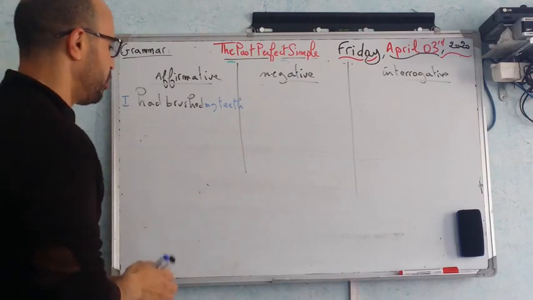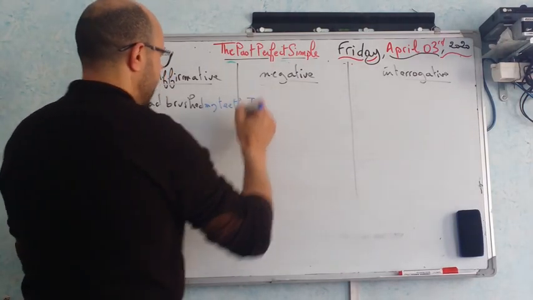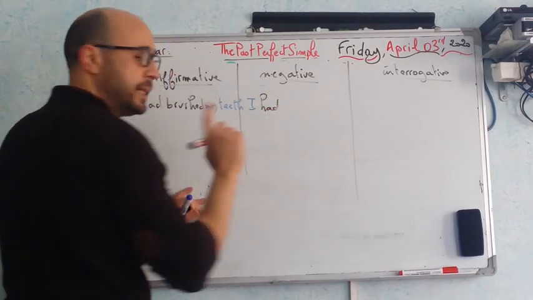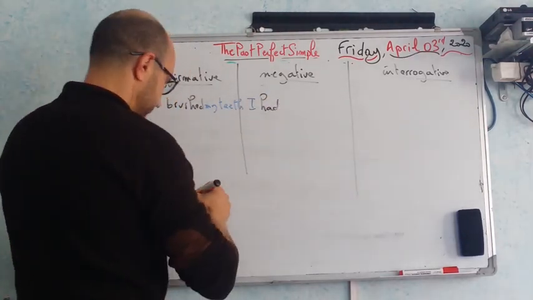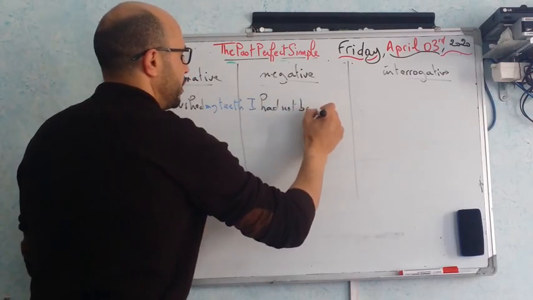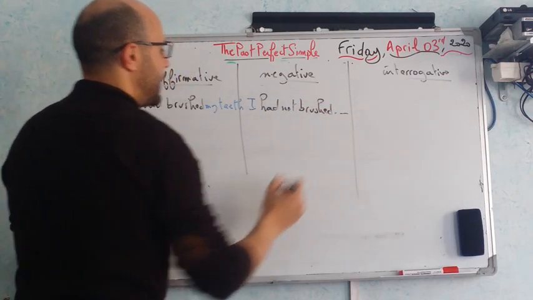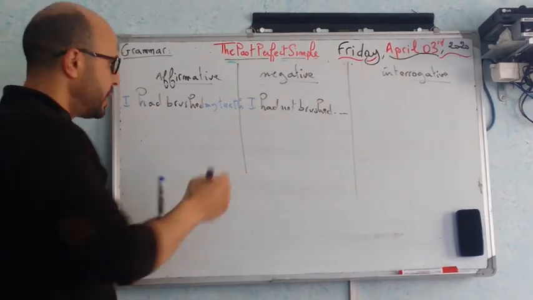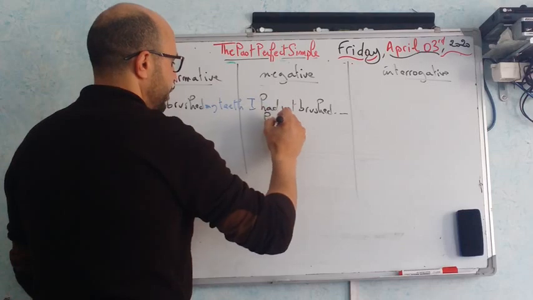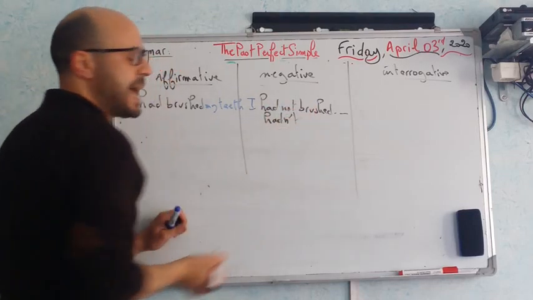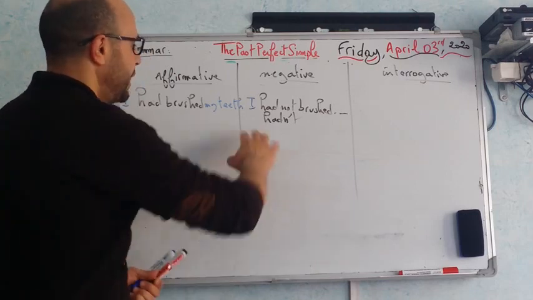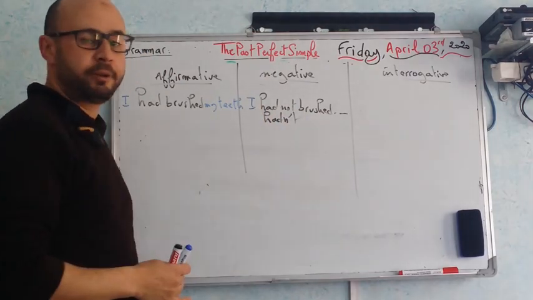What about negative form? We would say I had plus the negative form not and the verb in the past participle. I had not brushed my teeth. And we can write it in a short form or contracted form. Good. Hadn't. I hadn't brushed my teeth. And the same form again with all the pronouns.